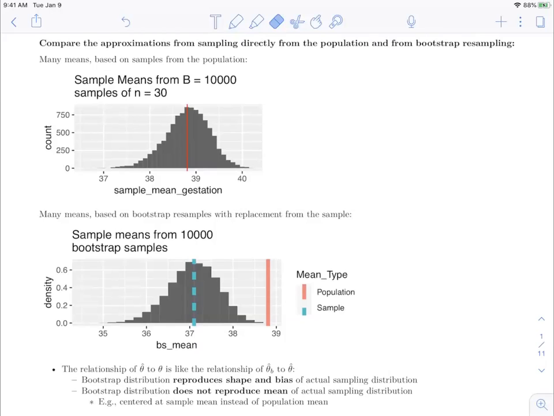The reason for this is that in the bootstrap procedure, our original sample plays the role of a population. So any relationship between the actual sampling distribution and the population mean is the same as the relationship between a bootstrap sampling distribution and a sample mean.